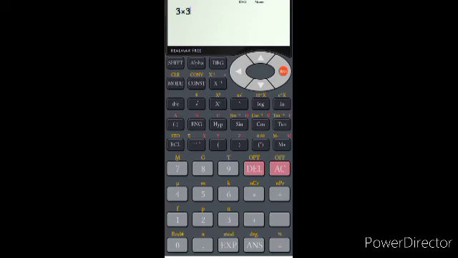Next, 3 times 3 is 9. Therefore 9 is a perfect square. Next, 4 times 4, 16 is the next perfect square. 5 times 5, 25 is the next after 16. 6 times 6 is 36. 7 times 7 is 49. 8 times 8 is 64. 9 times 9 is equal to 81. 10 times 10 is equal to 100. 11 times 11 is equal to 121. 12 times 12 is equal to 144.